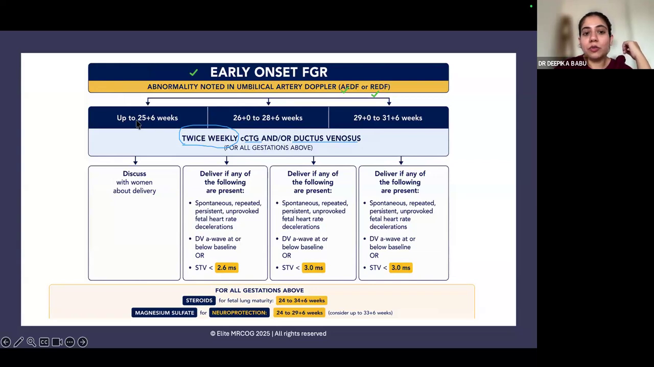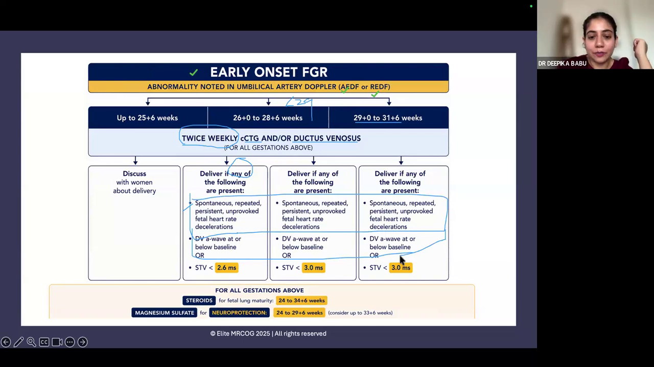So remember, forget about this 25 plus 6 weeks and all, it's too early. Remember it as less than 29 weeks, or 29 to 31 plus 6, which is the upper limit of your early onset FGR. Wherever you see any one of the following, it is enough for you to deliver the baby. It could be spontaneous, repeated, persistent deceleration. This is common to any gestation for that matter. Ductus venosus is also common, which is absent A wave or reversed A wave compared to baseline.